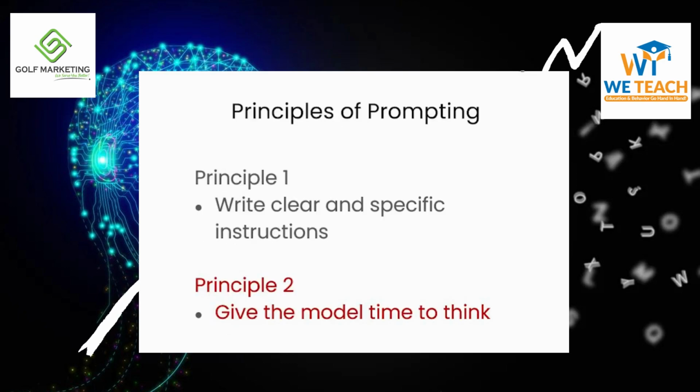Our second principle is to give the model time to think. If a model is making reasoning errors by rushing to an incorrect conclusion, you should try reframing the query to request a chain or series of relevant reasoning before the model provides its final answer. Another way to think about this is that if you give a model a task that's too complex for it to do in a short amount of time or in a small number of words, it may make up a guess which is likely to be incorrect.